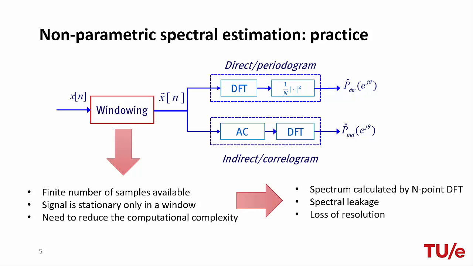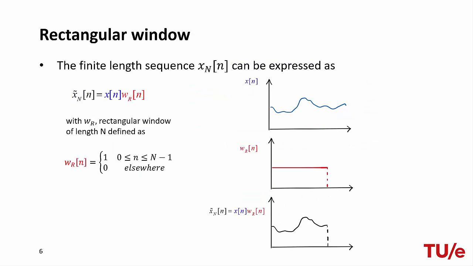Whatever the reason, the consequences of windowing are, first, that instead of the classic discrete Fourier transform, we use the n-point discrete Fourier transform, where n is the number of signal samples. Moreover, as we shall see, windowing causes loss of resolution in the spectral estimate and also spectral leakage. As a first instance, let us consider the simplest case of a rectangular window.